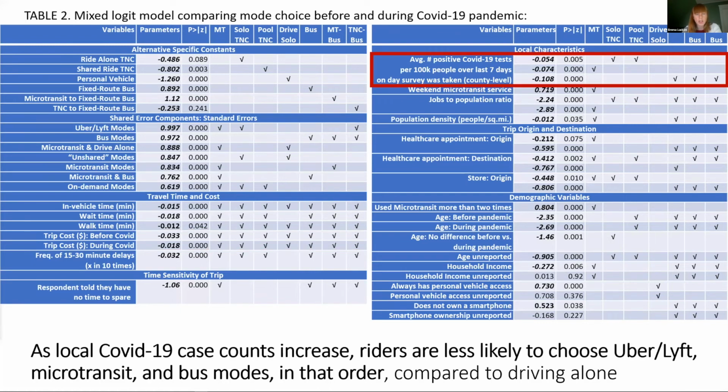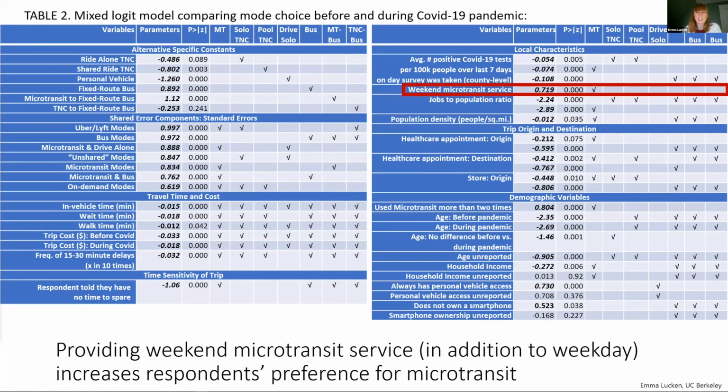We also found that as local COVID case counts increase, people are less likely to choose the Uber and Lyft modes, even less likely to choose the public microtransit mode, and even least likely to choose the 3 modes that involve a fixed route bus. And that tracks with what you might think when people are trying to avoid more people on the vehicle. We also found that agencies that offered weekend microtransit service in addition to weekday service, there was a boost in likelihood of choosing that microtransit option.